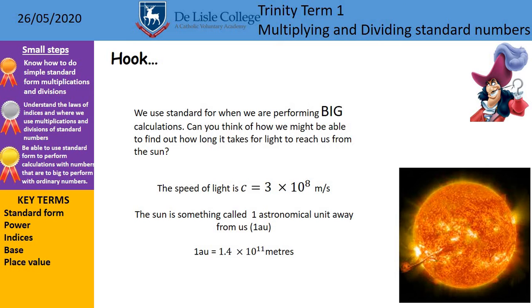So in this case, what we're interested in is this value c, which is approximately 3 times 10 to the 8 meters per second. Equally, we refer to the distance to the sun as being 1 astronomical unit, and that's a way of us measuring other things in the solar system. So the distance from the Earth to the sun, 1 astronomical unit, is approximately 1.4 times 10 to the 11 meters. So, how long will it take a light ray to reach Earth from the sun?